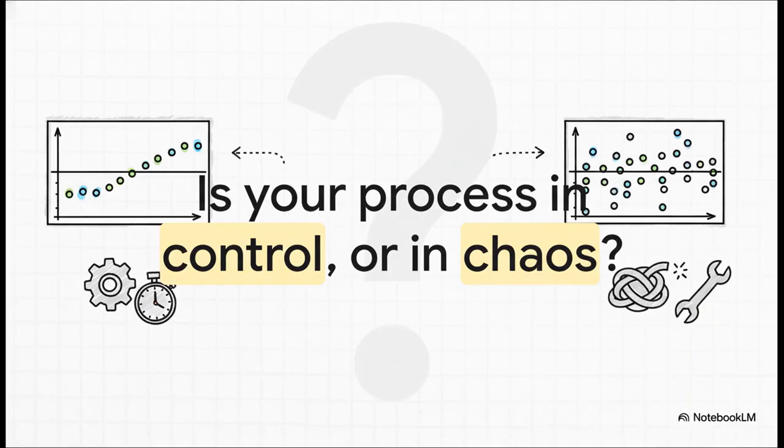And this really is the big question, isn't it? At the heart of quality control, this is what everyone wants to know. It doesn't matter if you're making cars, processing insurance claims, or even writing code. You have to know if your process is predictable. Because let's be honest, without predictability, you can't have quality.